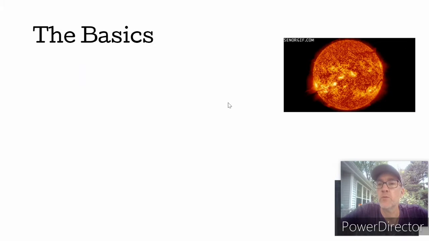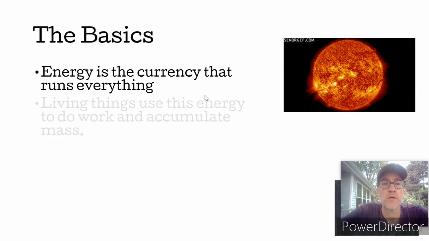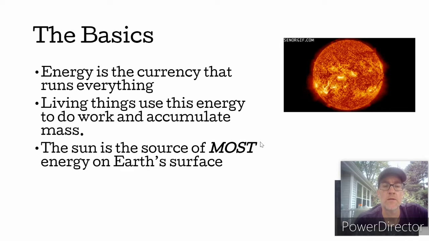Okay, so very important, very fortunate for us here on this planet is we have a perpetual source of energy, and that is our sun, which creates our currency. Living things use this energy to do work and to accumulate mass. So in order to take that matter, those cycles of matter, and then put it into our bodies, we need an energy source to do that. The sun obviously is continually giving us energy.